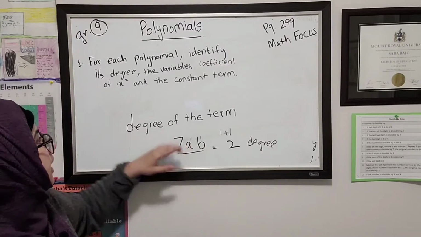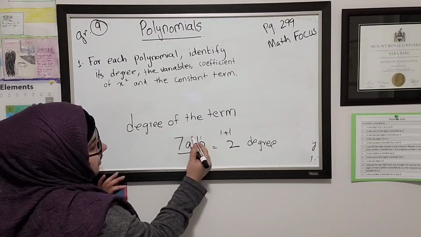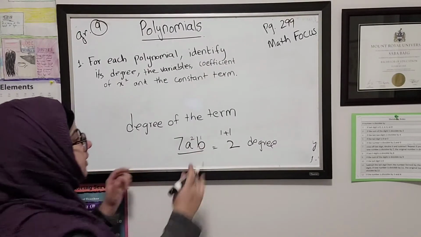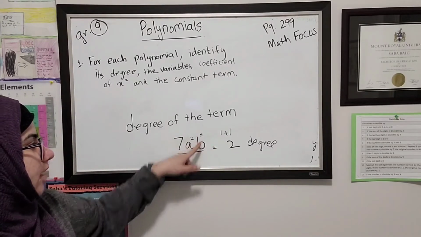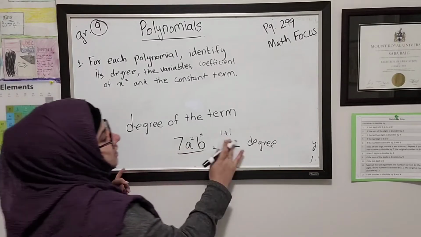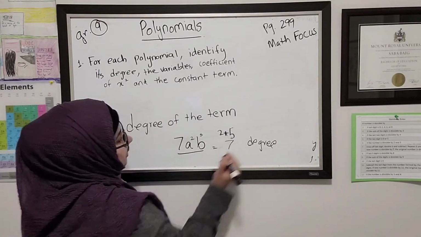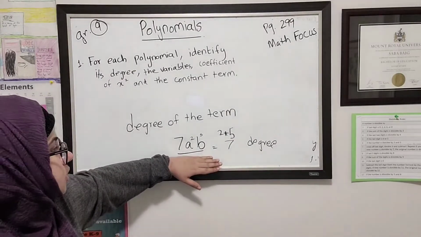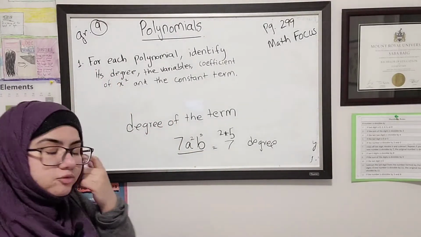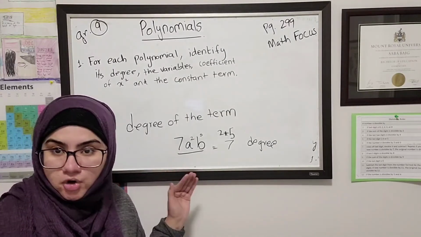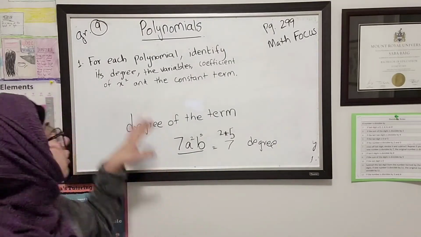For example, if this term has a square, and let's do 5, so 7a exponent 2 and b exponent 5, the degree of this term equals 7, because 2 plus 5. But in order to find the degree of a polynomial, you have to individually find the degree of each term, and you pick the biggest degree. That is the degree of the polynomial.